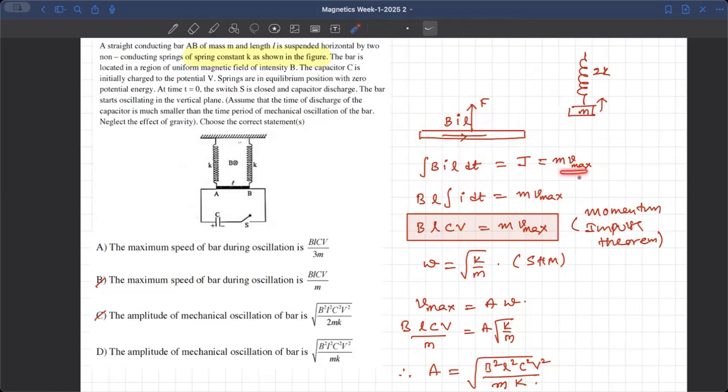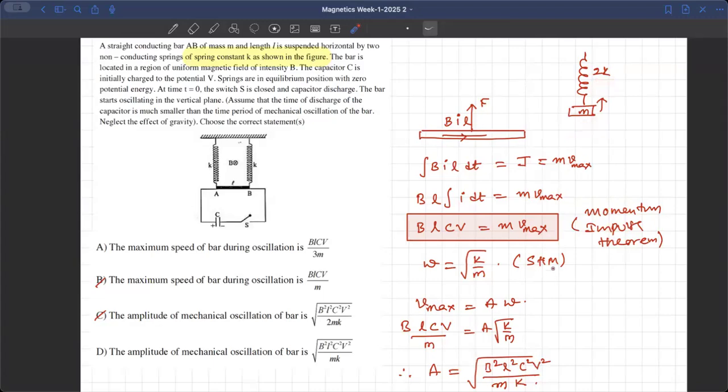The impulse is force into time of action, which is BL integral I dt. But don't forget, integral I dt is nothing but the charge. What charge was discharged? CV charge is discharged. So BLCV is M V max, and you know V max. Maximum speed is this. By the way, it is an SHM oscillator whose force constant is 2K, mass M.